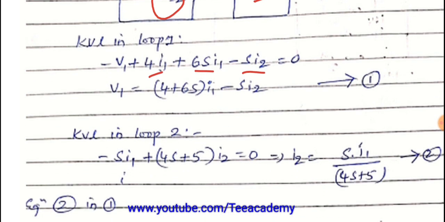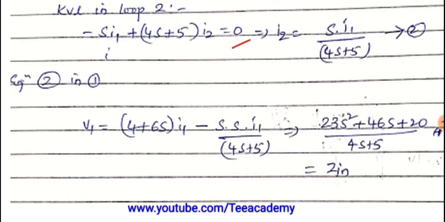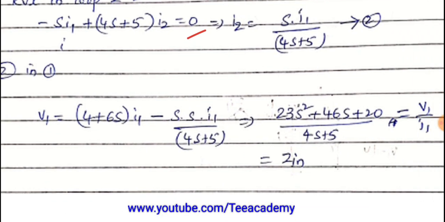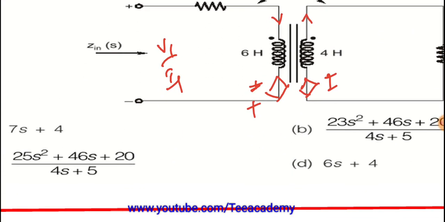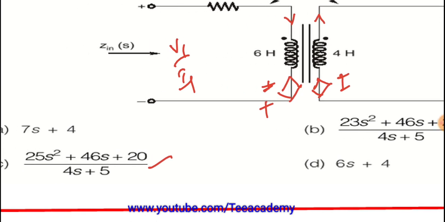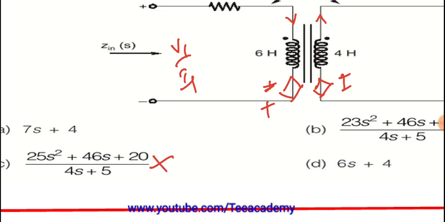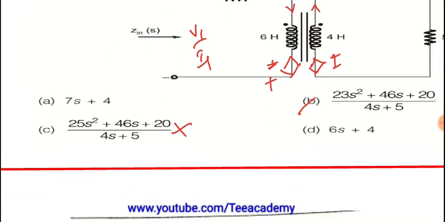We have applied this, and when we substitute these two equations, we find the Zin value as 23S square plus 46S plus 20 divided by 4S plus 5. So B is the answer for this question.